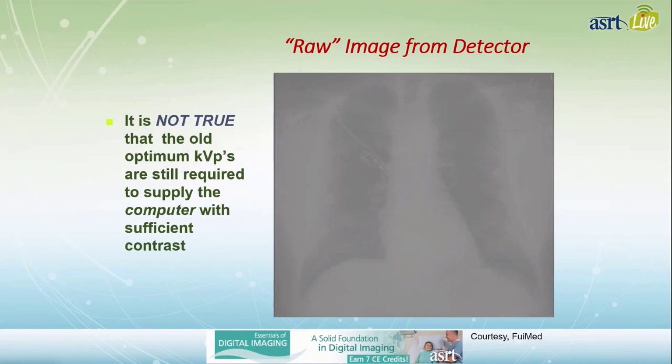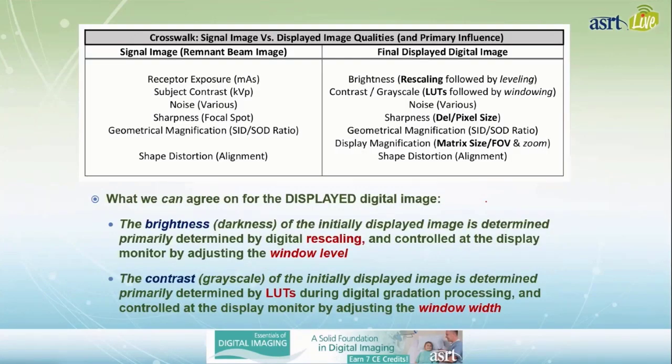And it is simply not true that the old optimum kVps are still required in order to supply the computer with, quote, sufficient contrast. If that were true, this image would never be able to be produced or converted into a good diagnostic image. And that's what computer processing does every day. So this is what the raw image looks like. So what I want to do is start with some things I know we can agree on that should, I hope so, be apparent just as we visually look at these things and are obvious.